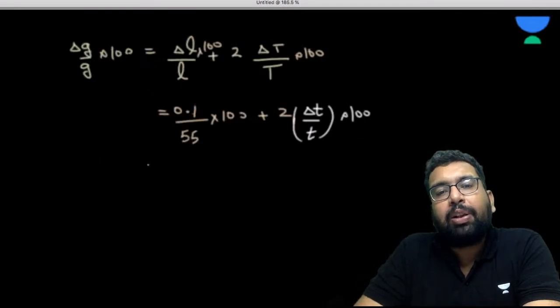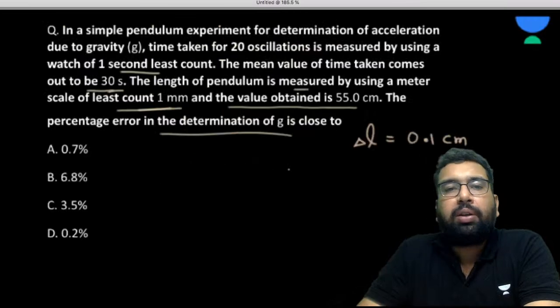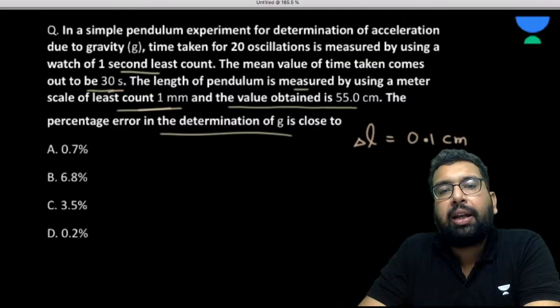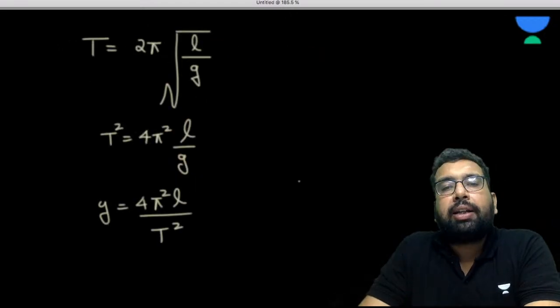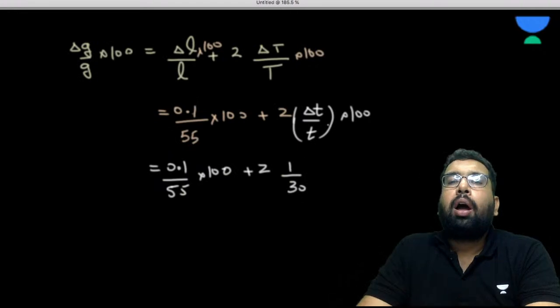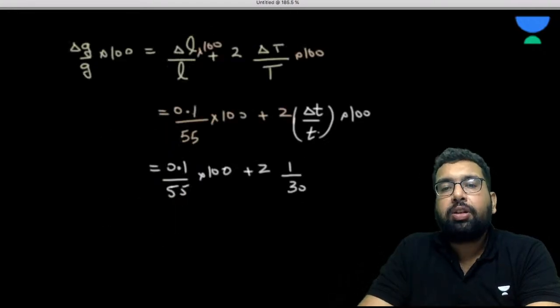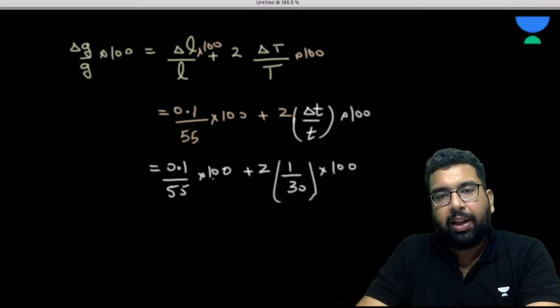So now when we are doing it, we can write it straight away. No need of thinking anymore. So delta t is what? Delta t is 1 second, because this is the time taken for measuring 20 oscillations. And what is the time for 20 oscillations? It is 30 seconds. So this is going to be equal to 100 into 100.